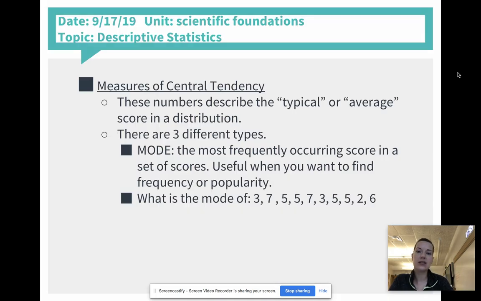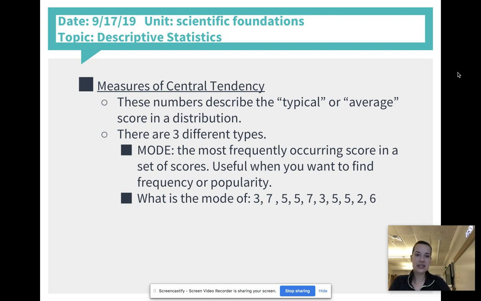Okay, so we're going to talk today about descriptive statistics, and those are called measures of central tendency. So go ahead and set up your heading in your notes. I know your data is wrong. Don't come at me. We're still in our scientific foundations unit, and our topic today is descriptive statistics. Okay, so this one is pretty simple.